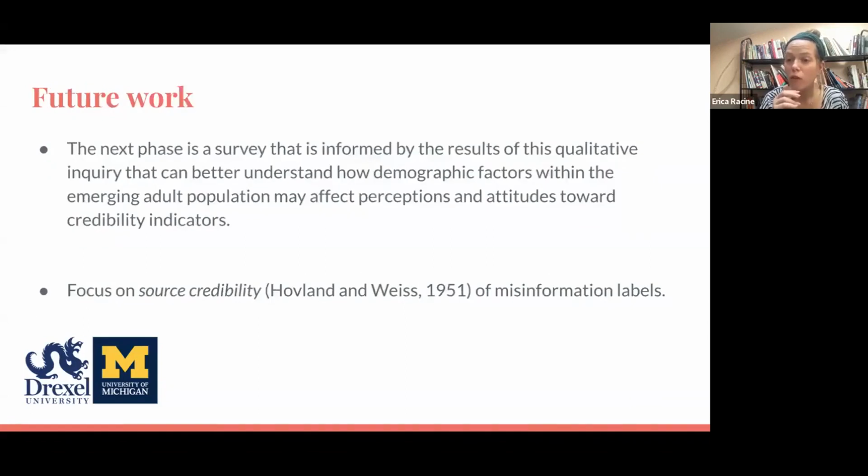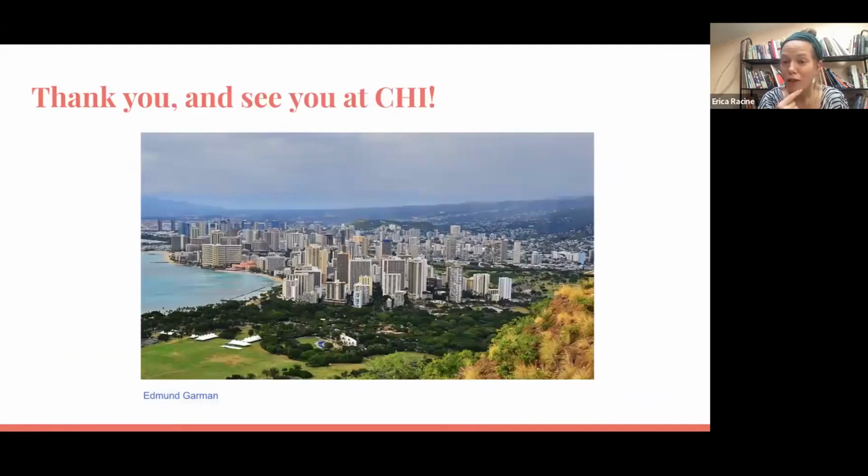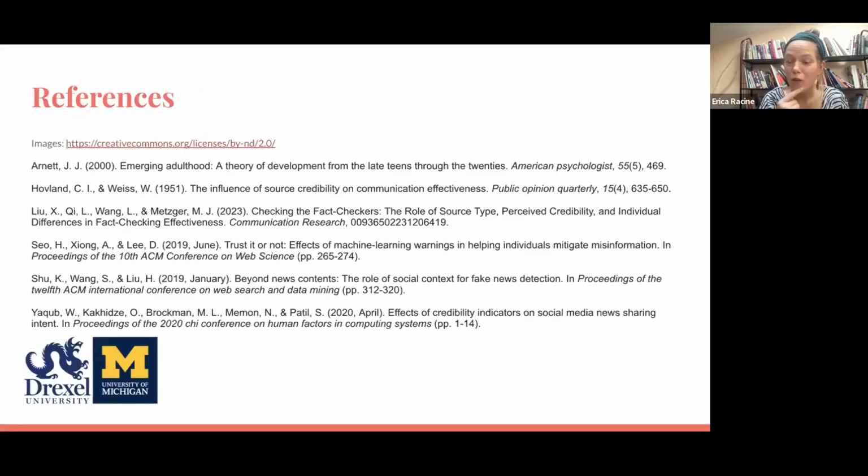So we're going to use the findings from this study to deploy a large-scale survey and to see, among other questions, whether or not there's any variance in demographic groups within the emerging adulthood population, and also look at source credibility more in depth.